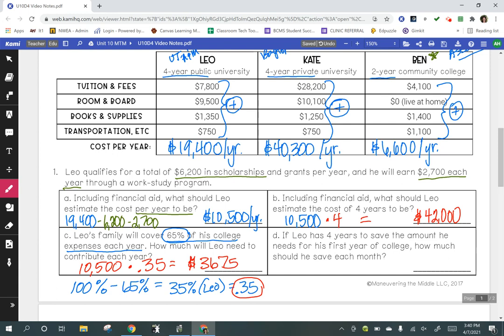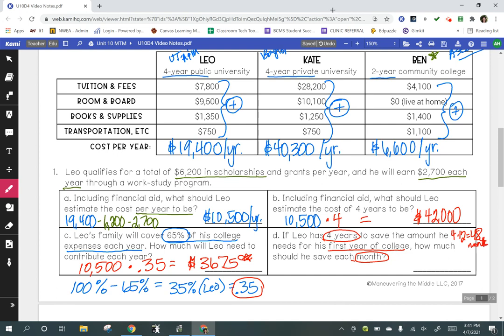Okay. All right. So now if Leo has 4 years to save that amount, right when he starts high school, he's going to start saving for his first year of college. So this is what the first year is costing him. How much should he have to save each month? Now it's asking per month. I have 4 years. So if I have 4 years and there are 12 months in a year, that's 48 months.